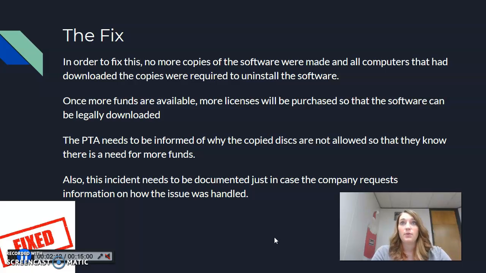The PTA was also involved in this, so they know about the blank disk. They didn't know that that was an issue, but they do need to be informed as to why we couldn't use the copied programs and know that we do need more funds. We're looking for more funds in order to buy more programs. And then as a coverall, you should always document any kind of incidents like this. That way, just in case the company got wind of what happened, they know that it was handled and you have written documentation.